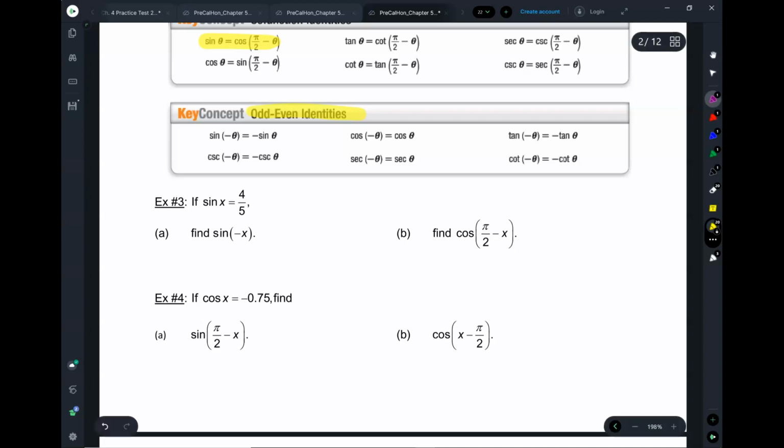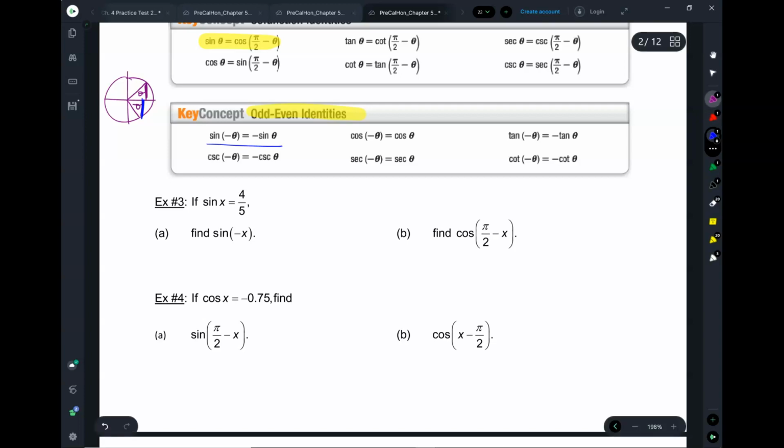If you have sine of negative theta, do you remember how last chapter we were saying that's negative sine of theta? If you have an angle theta, this is the sine, but if you've got negative theta, this is the sine, and one is positive, one is negative. That's this identity. Sine of negative theta, the y value of the negative angle, is the negative of the y value of the positive angle. We did this last chapter.